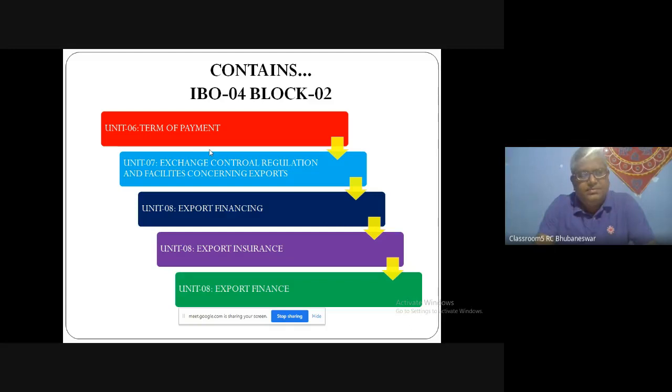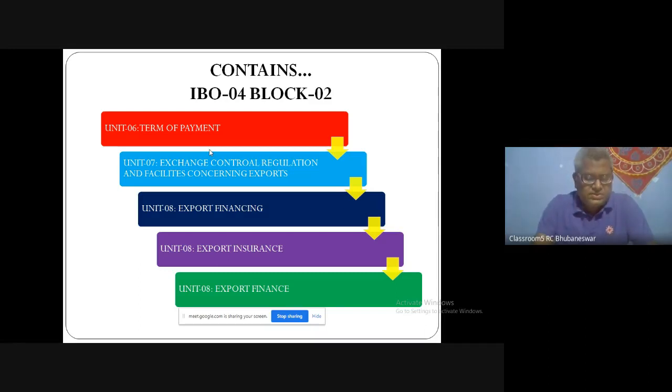Unit 6 is the term of payment. Unit 7 is related to exchange control regulation and facilities concerning exports. Unit 8 is export financing. Similarly, unit 9 is export insurance, and unit 10 is also export finance. There are 5 topics, and one by one we have to discuss them.